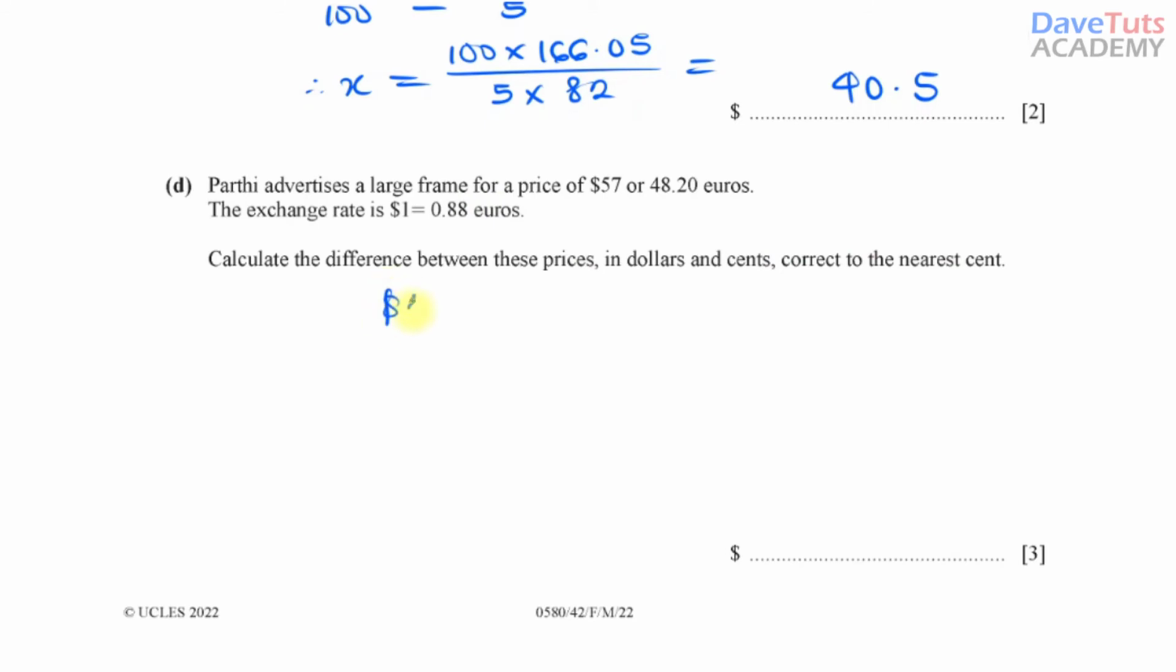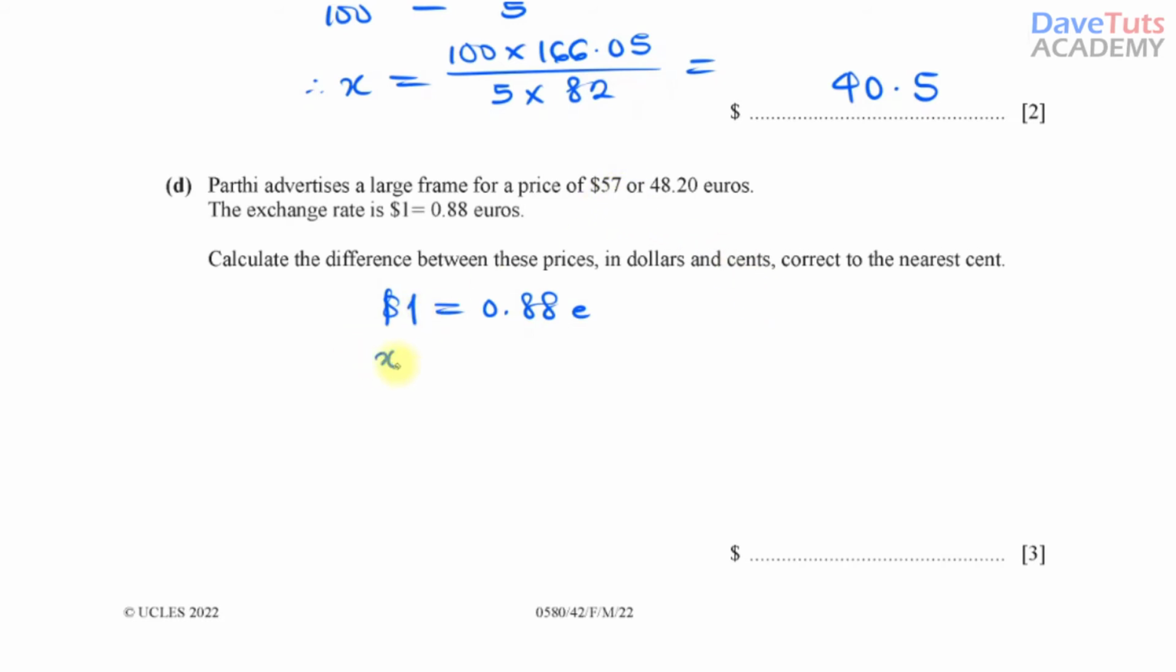Since we are given that $1 originally is 0.88 euros, and then we have to find the difference between these prices in dollars and cents, that means our mandate should be to convert these euros to dollars and then look at the difference between that dollar equivalent and this 57 that we are given.